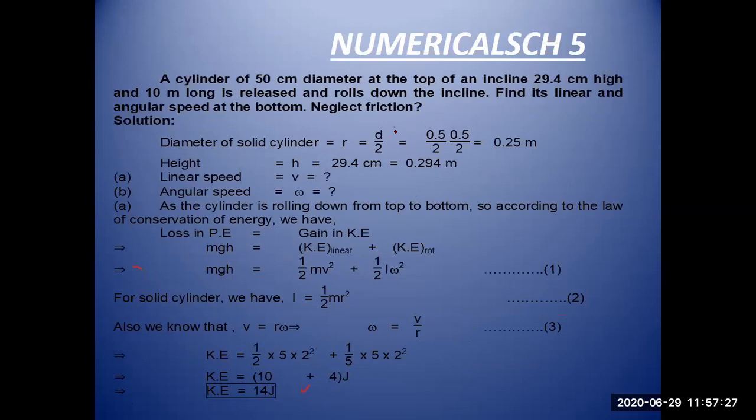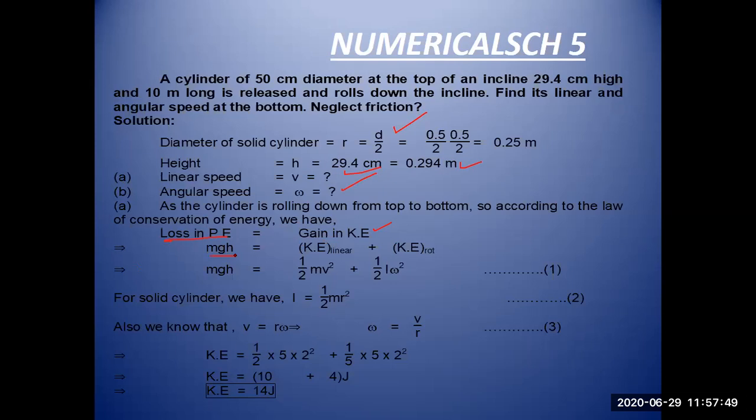Here is the radius calculated. You have calculated the height. You were asked to calculate the linear speed and also the angular speed. And then this is the formula. Loss in potential energy, because you are rolling from a height, and at height it is potential energy, is equal to gain in kinetic energy.